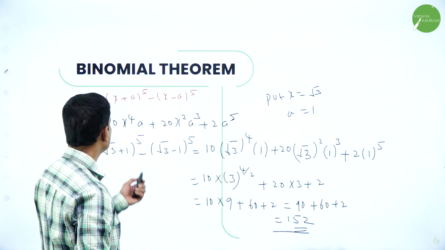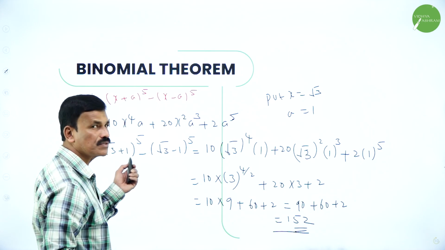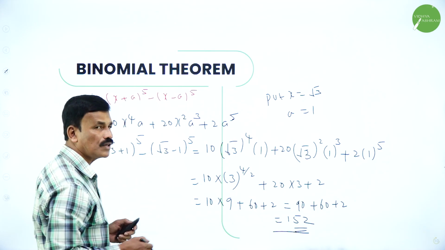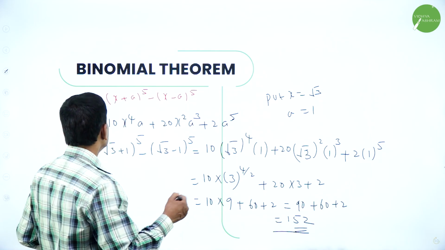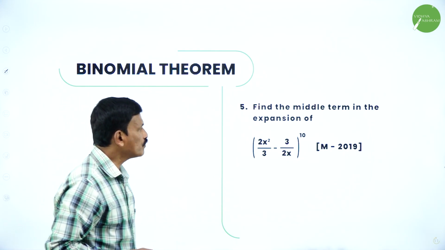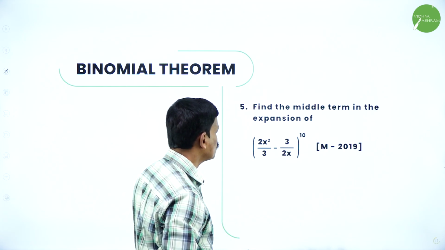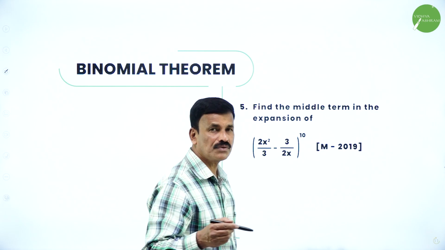That's it. So if we simplify, I get the value of (root 3 plus 1) to the power of 5 minus (root 3 minus 1) to the power of 5 is equal to 152. Okay, that's it. Now move on to the next problem. Find the middle term in the expansion of (2x square by 3 minus 3 by 2x) to the power of 10. This is also important for 5 marks.